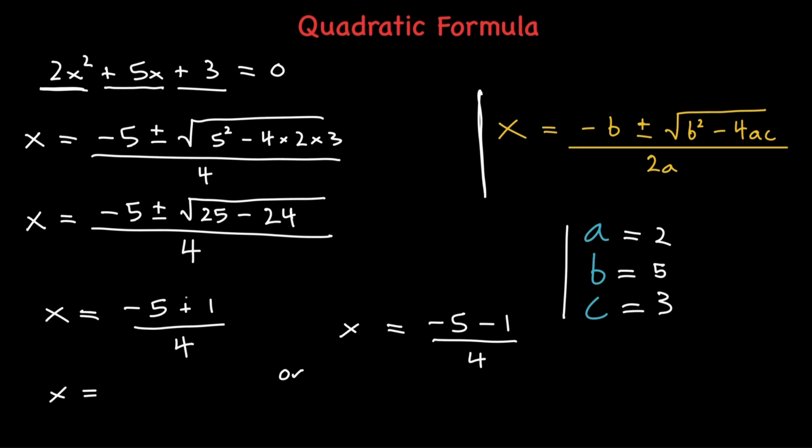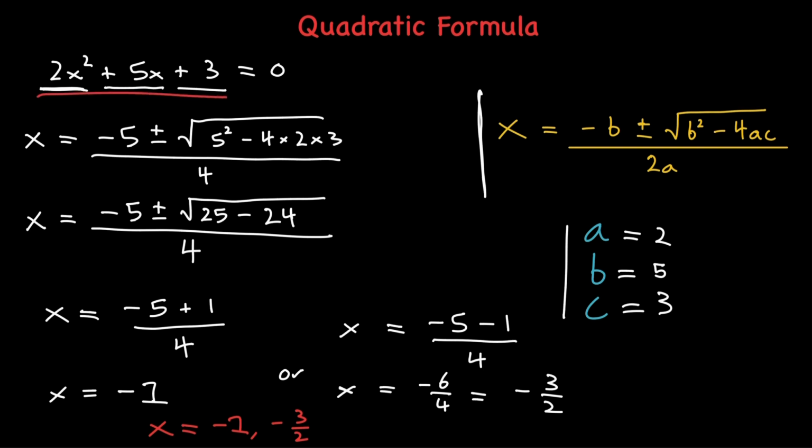And that leaves us with minus 4 divided by 4, which is just minus 1. And on the right-hand side, minus 5 minus 1 is minus 6. So then we'd have minus 6 on 4, which we can simplify to minus 3 on 2. And so our final answers and values for x equals minus 1 or minus 3 on 2. And those are the solutions and how you would solve this question using the quadratic formula.